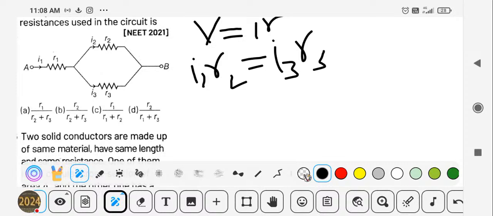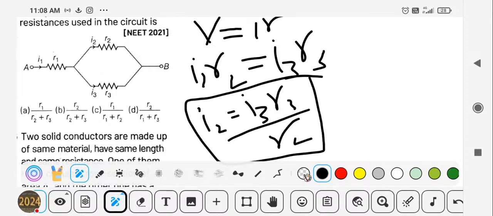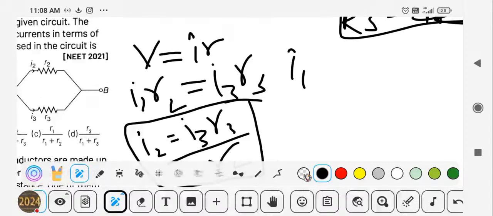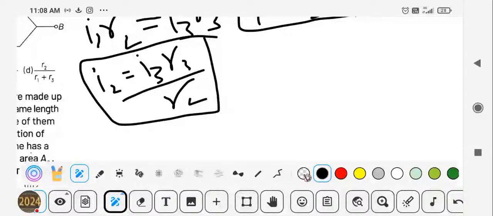We don't know the V value, so we are finding V in terms of IR. Then I2 will be I3 R3 by R2. This is for the I2 equation. Then keep it like this, and again from the circuit we know I1 is equal to I2 plus I3. As it is in parallel, we have to add the values. Keep this relation as equation 1. And next, substitute those values. What if we want to find I1? We know the I2 value, then just find the I1 value.